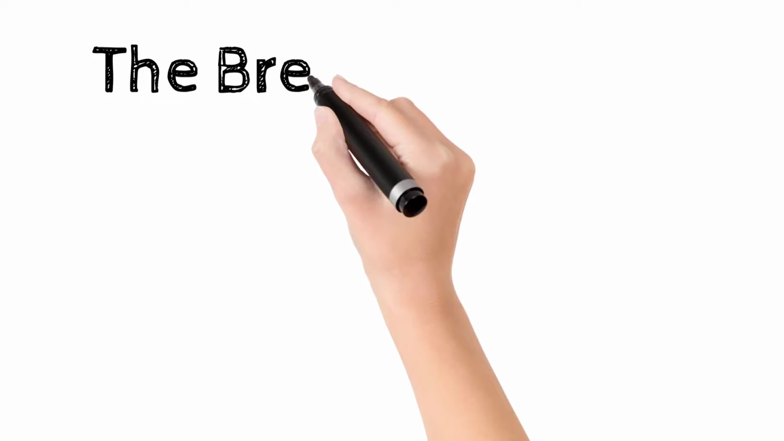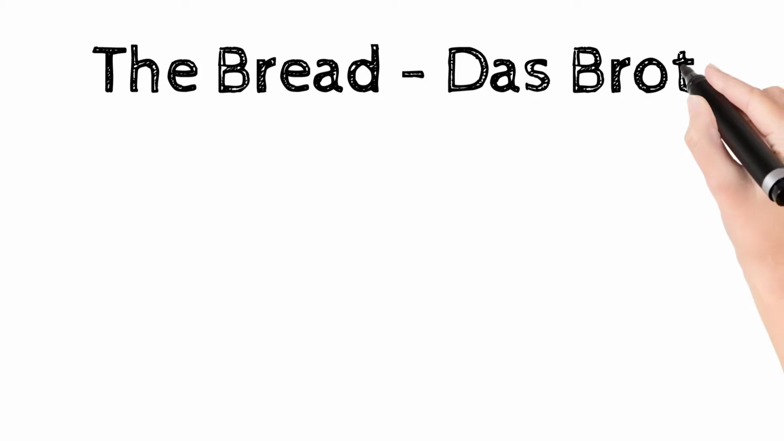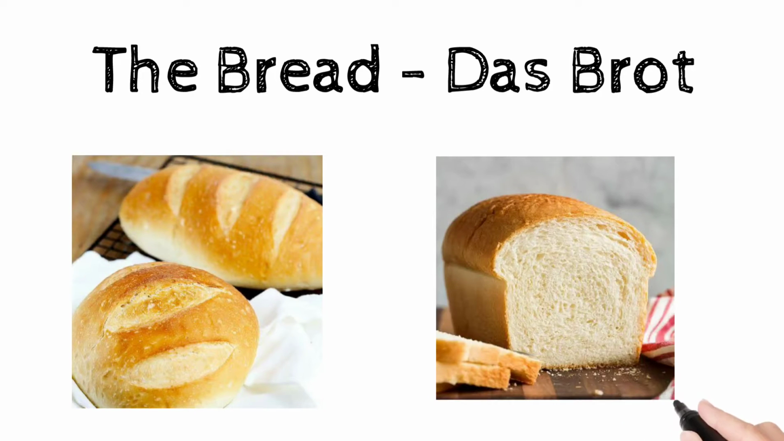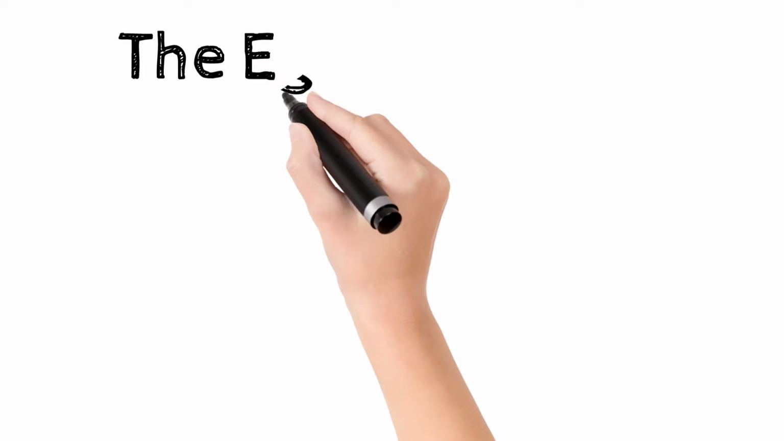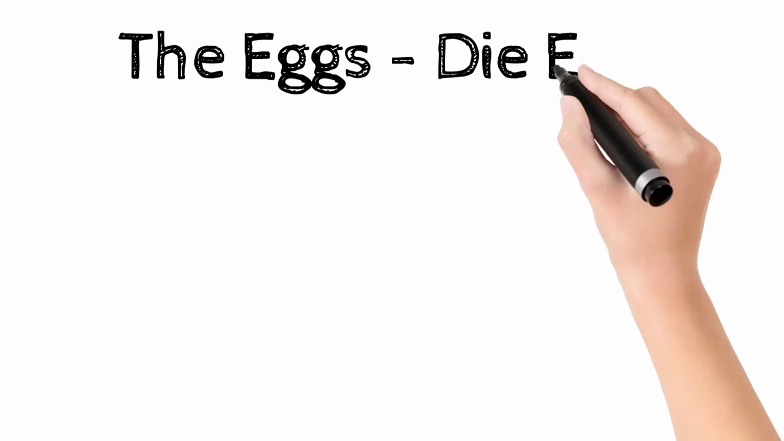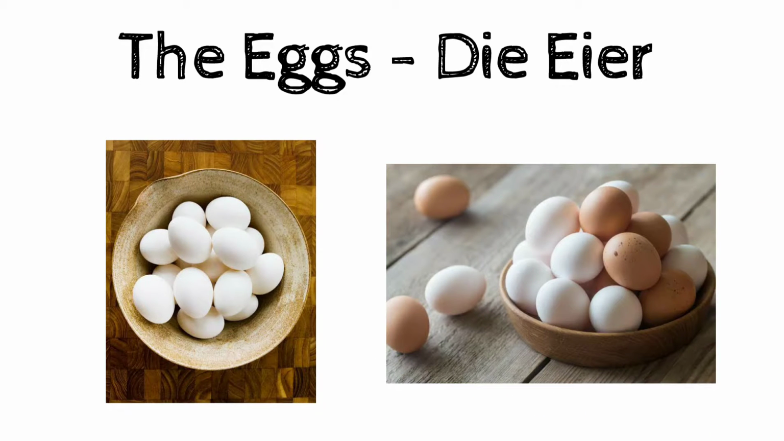The bread. The bread is said as das Brot in German. These are a few pictures of the bread. We have learnt das Brot in our previous videos also. The eggs. The eggs are known as die Eier in German. So these are some eggs.